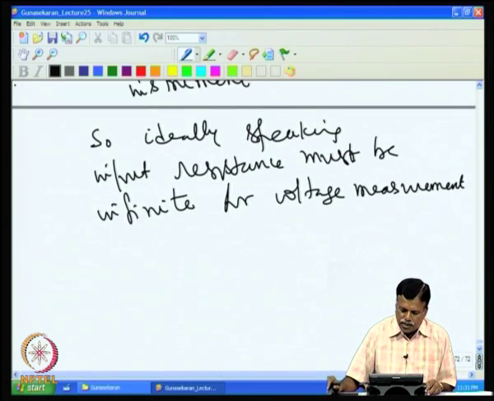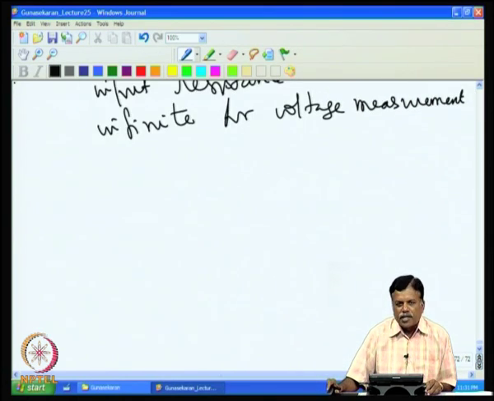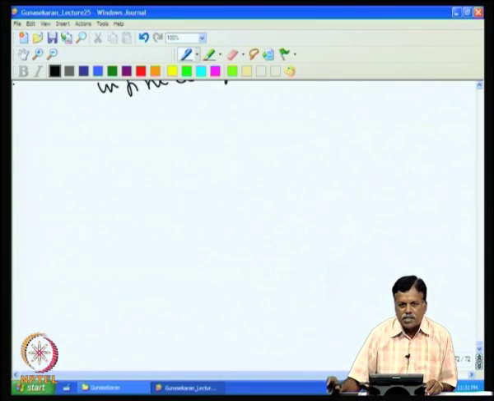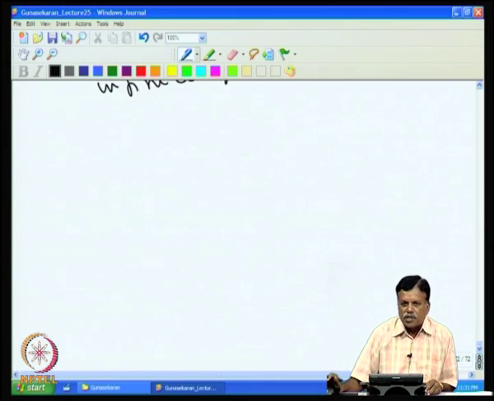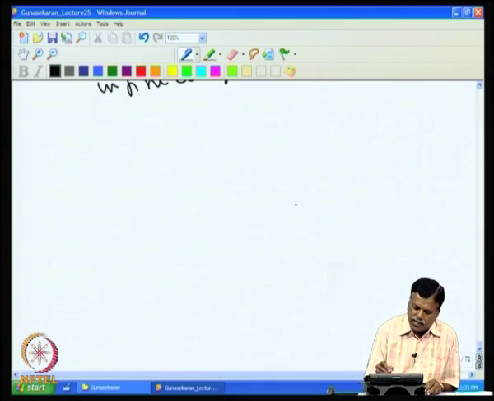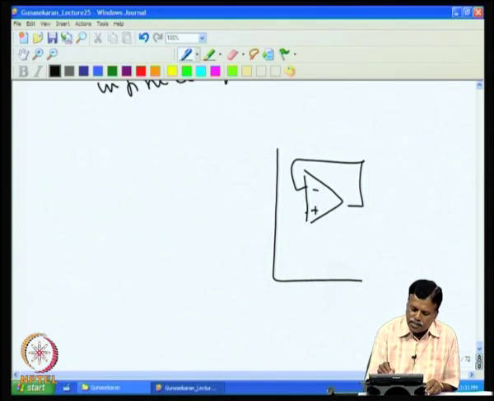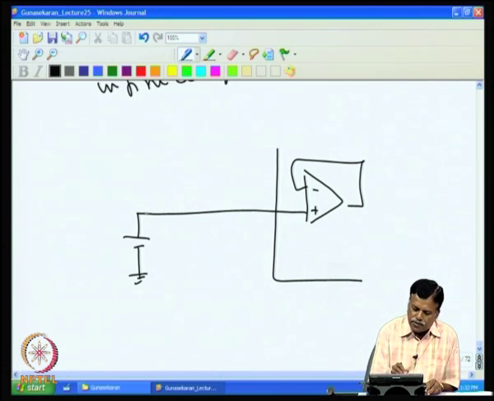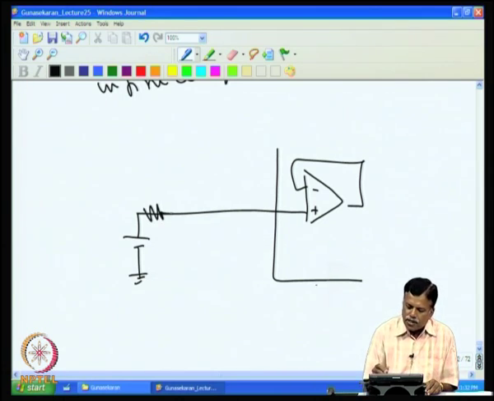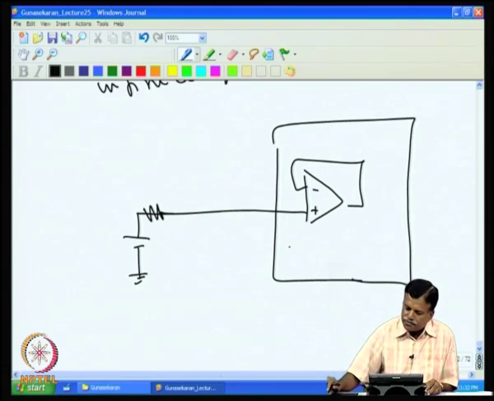That means, if I take an operational amplifier and the op amp sees the input voltage in any instrument, then we have to worry about what is the input resistance offered by the instrument. Because if we take any voltage measuring instrument, then we have at the input the operational amplifier appearing, and we are connecting it to the source, which has its own internal resistance.